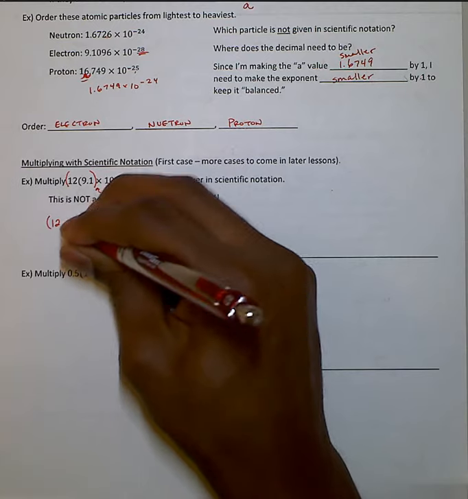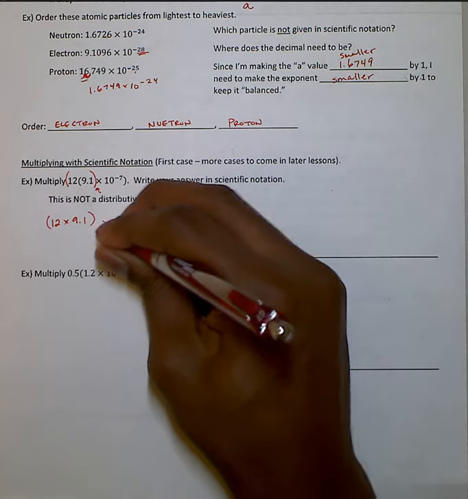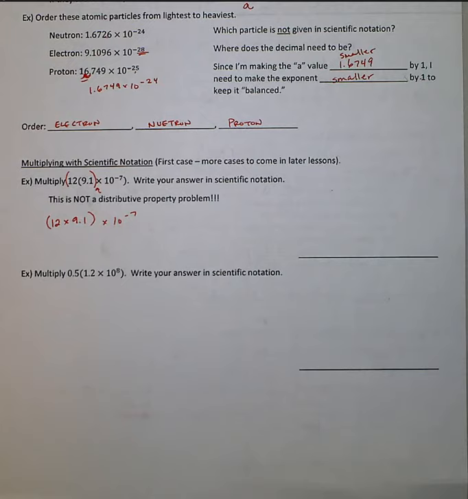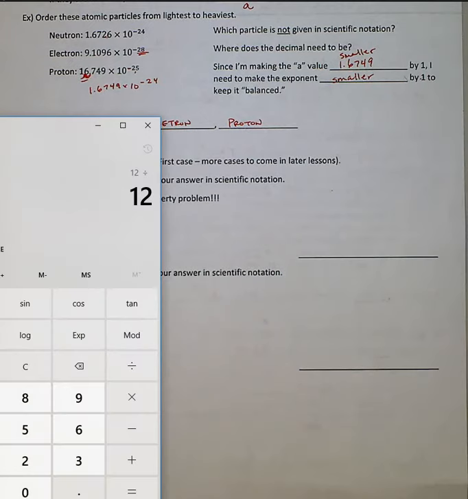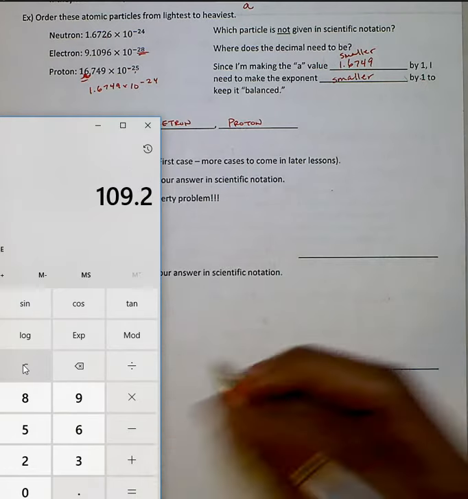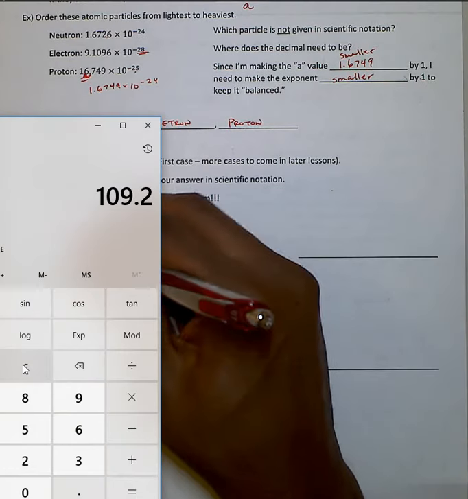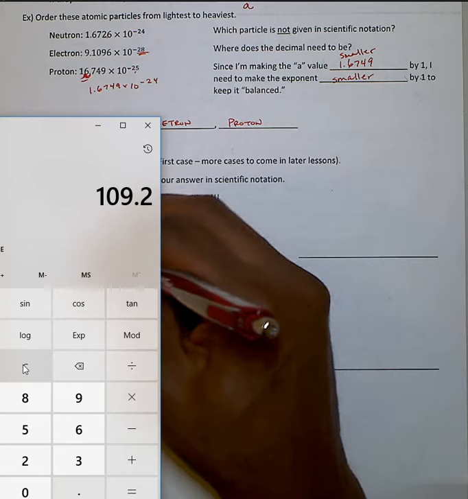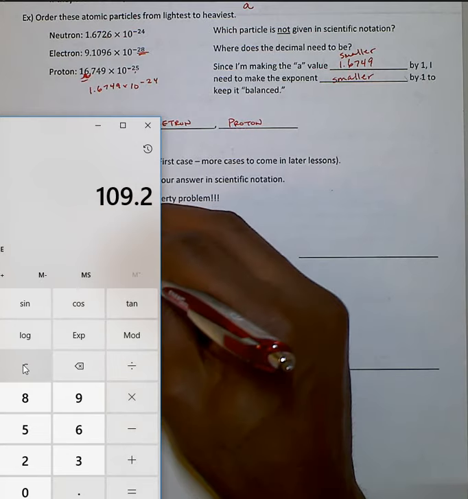And then do the scientific notation. Because 12 times 9.1, oops, not divided by. Let me do that again. 12 times 9.1 is 109.2. Now we have 109.2 times 10 to the negative 7.